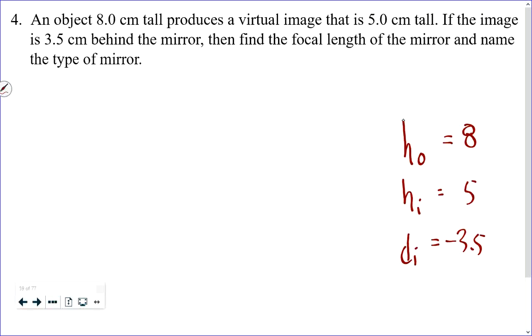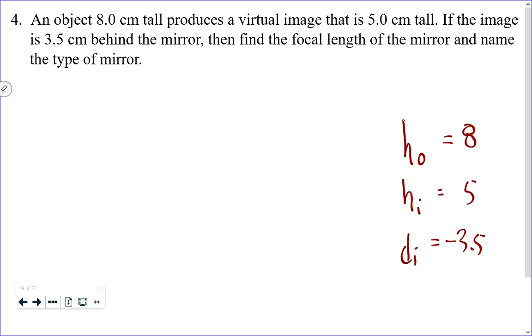And if it were a real image, by the way, then it would be concave no matter what. If you ever had a question that, let's imagine it said, it doesn't, but let's say it said it produces a virtual image that's 15 centimeters tall, it must be a concave mirror. Convex mirrors, virtual images, which is all they know how to do, are always smaller. Concave mirrors' virtual images, which they sometimes produce, are always bigger.